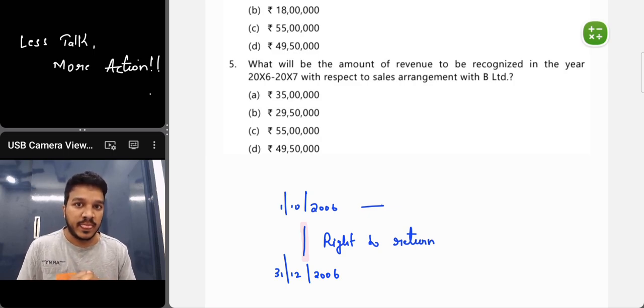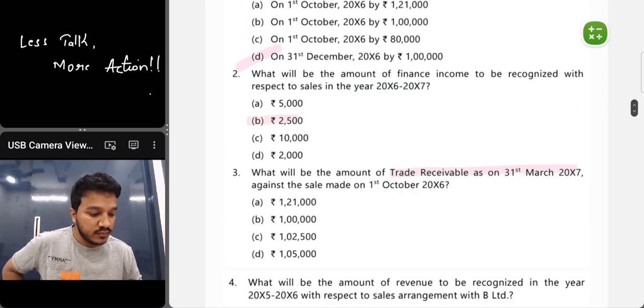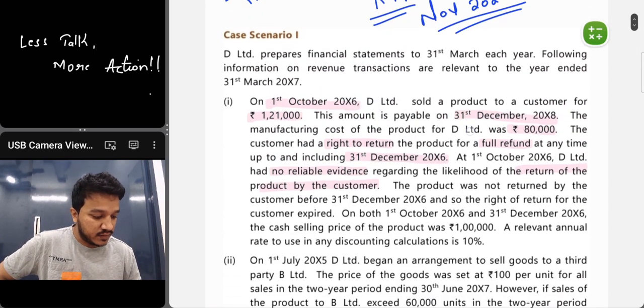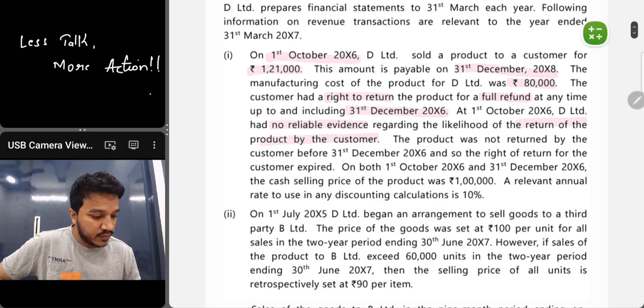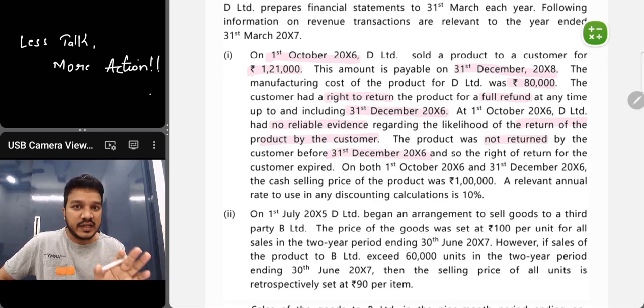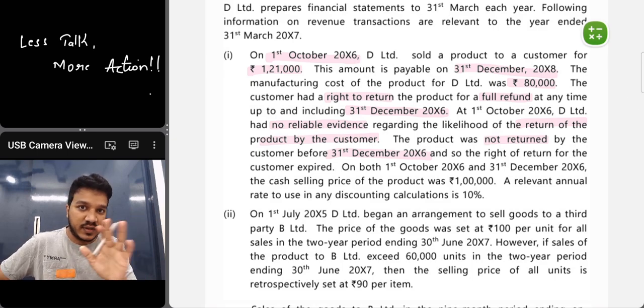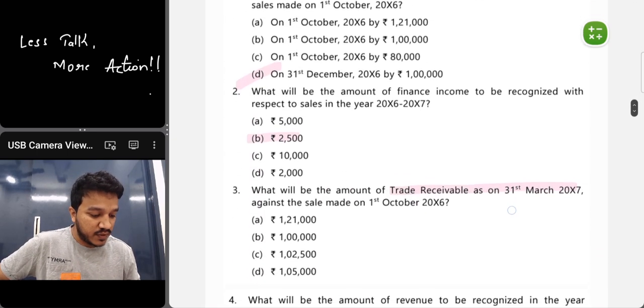That is more important. Okay, once this uncertainty ends on 31st December 2006, when those 3 months are over and the customer is keeping the product, then the company is going to recognize the revenue. Perfect, no? Yes, that is what the standard says. Okay, the product was not returned up until 31st December 2006. So he did not return the product. It means company can recognize revenue on 31st December. Clear, no? Chalo, let's see the first question now.